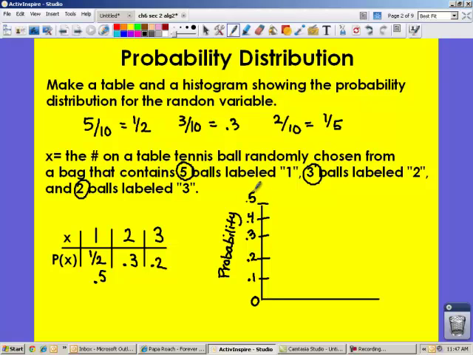And on the bottom we have the number of balls. And we only have a ball labeled number 1, 2, and 3. And it looks like if you draw a number 1 ball, the probability of doing that would be 0.5. So do the bar graph. And the probability of drawing a ball with a number 2 on it would be 0.3. And the probability of getting a ball with the number 3 on it is 0.2. And there's your histogram.